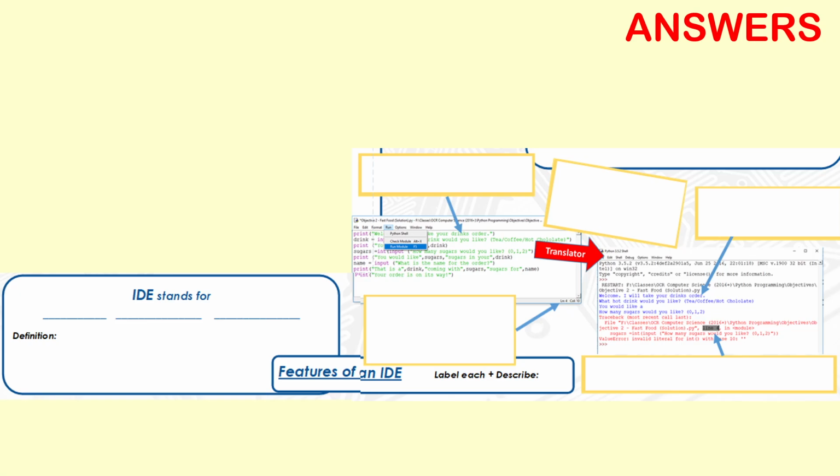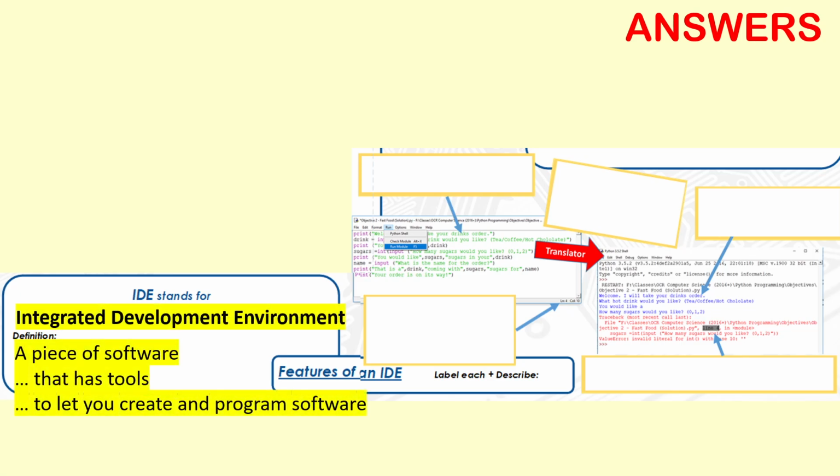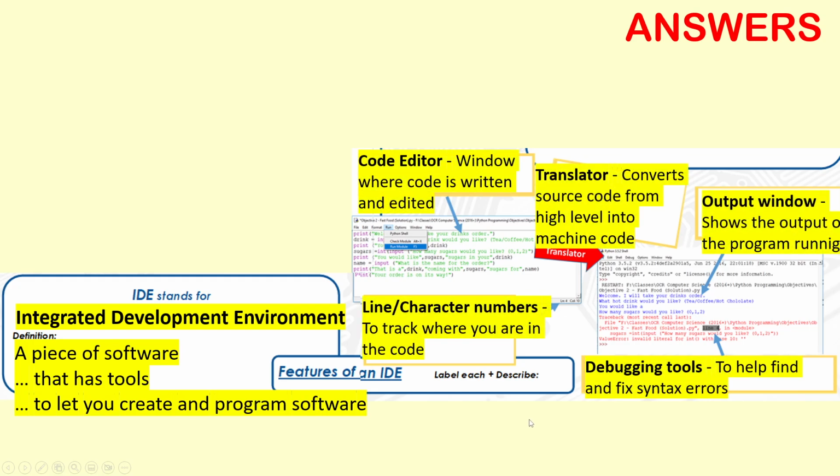Okay, checking your answers. So an IDE stands for Integrated Development Environment. They could ask you that. It's a piece of software that has tools to let you create and program software. And the features: you've got the code editor, translator, output window, debugging tools, and the line and character numbers. Checking your answers on your sheet before we finish today.